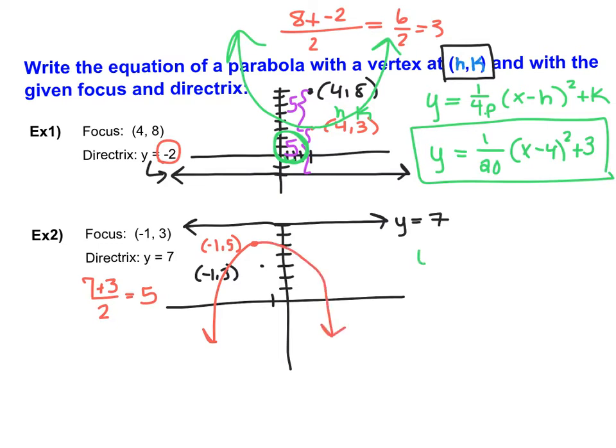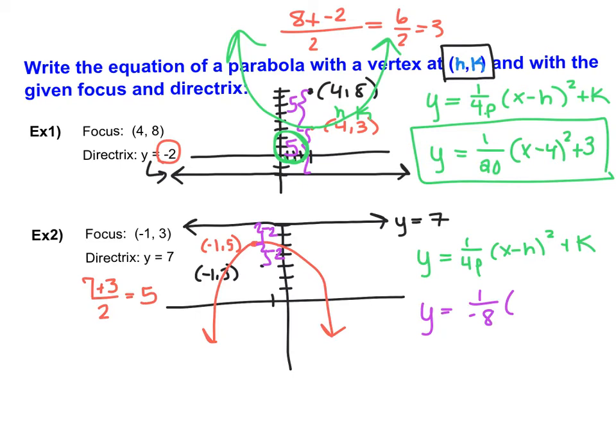So again, we're going to refer back to that equation of y equals 1 over 4p times (x minus h) squared plus k. So we can see that our p value, if we look carefully, is 2. So the vertex is 2 units away from both the focus and the directrix, and it's going to be a -2 because the graph is opening downwards.